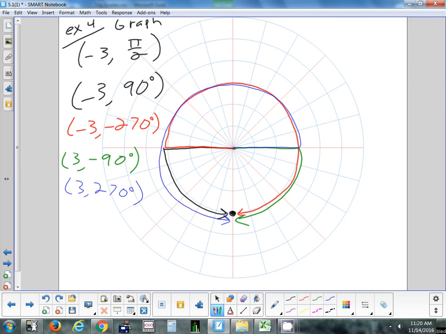So how many different ways are there to get to that point? 4. Okay, and that's true for any point in polar. There's 4 different ways you can get to it.